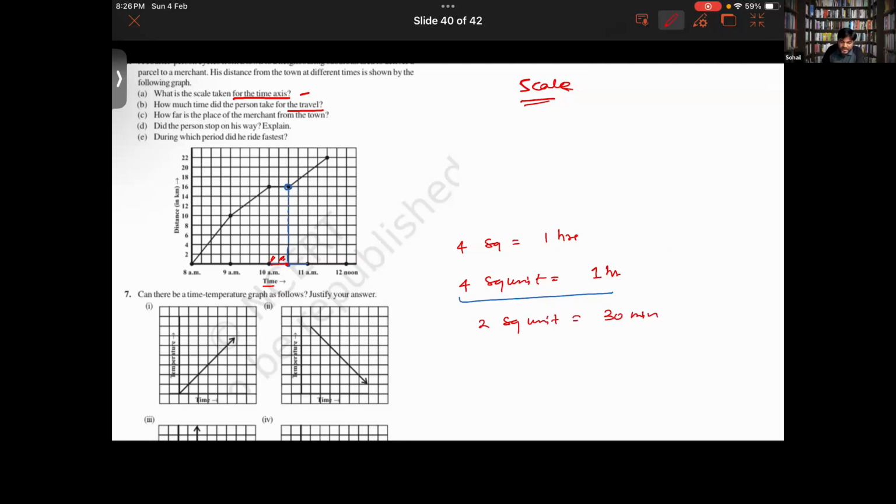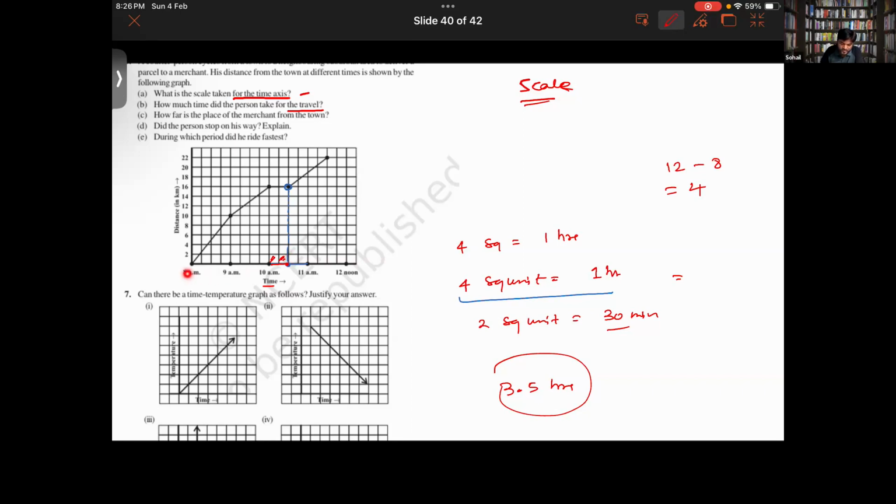So total time for which he traveled will be 12 minus 8, that is 4. But then again, you have to subtract 30 minutes from it also. So we can just do basically from 8 a.m. to 11:30. That can also be taken, correct. We can see here that from 8 a.m. to 11:30 also. That is also one of the ways we can take it here.